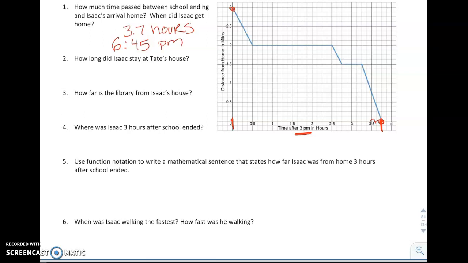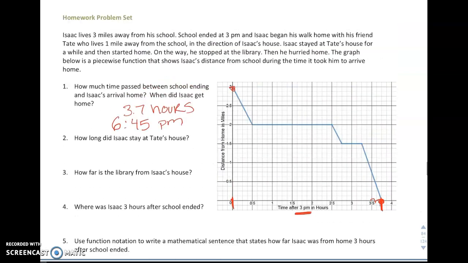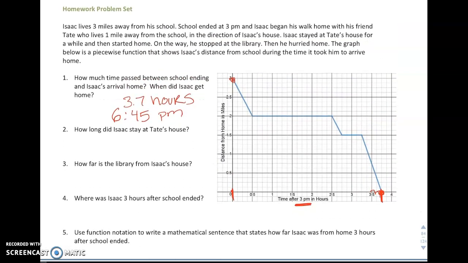Then it asks, how long did Isaac stay at Tate's house? To figure that out, I have to go back up here and read this. It says, Isaac began his walk home with his friend Tate, who lives 1 mile away from school, in the direction of Isaac's house. Isaac stayed at Tate's house, so that happens right here, from there to there. So that's from 0.5 to 2.5. Some of you will go and count. Some of you will go and do this math. 2.5 minus 0.5 makes for 2 hours.